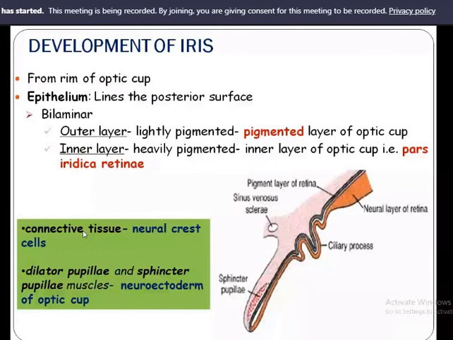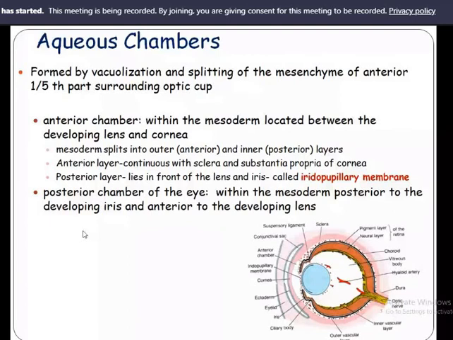Now the next one is the aqueous chamber. This is the aqueous chamber, which is further divided into the anterior chamber and the posterior chamber. Which part is known as the anterior chamber? The anterior chamber lies between the cornea and the iris. And the posterior chamber? Between the iris and the lens.